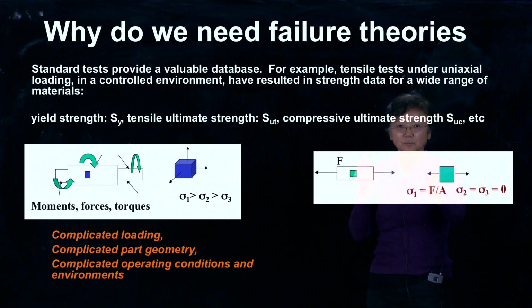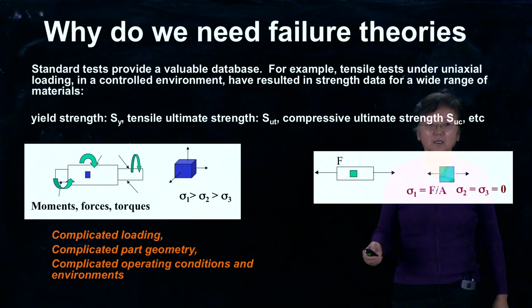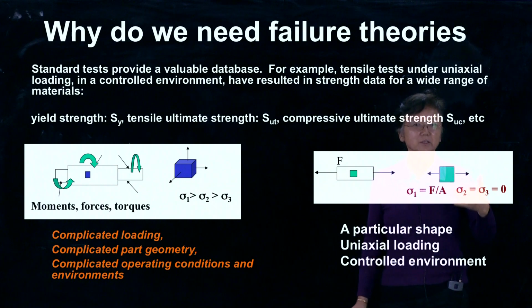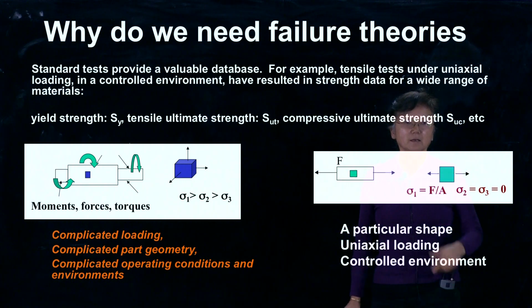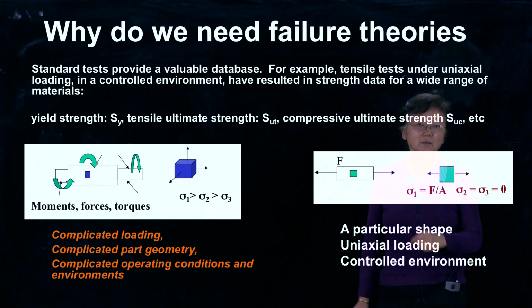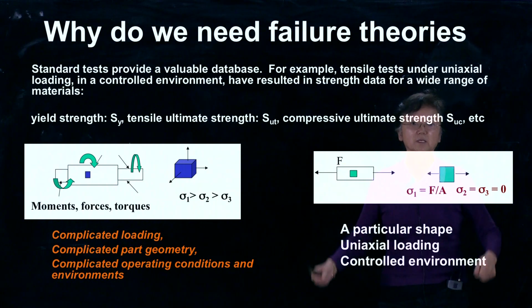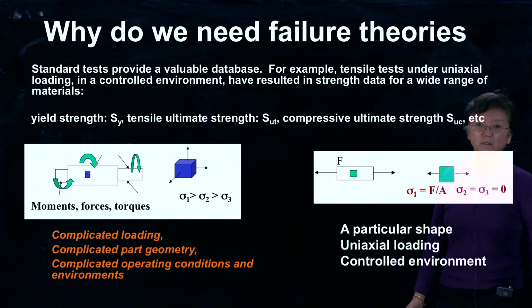But this particular tensile test is quite ideal. Basically, it is for a part of a particular shape, in this case a bar shape, of the same diameter across the length, and the load is uniaxial, which means either tension or compression. And it is under a controlled environment. We're not talking about extreme situations or complicated operating conditions.